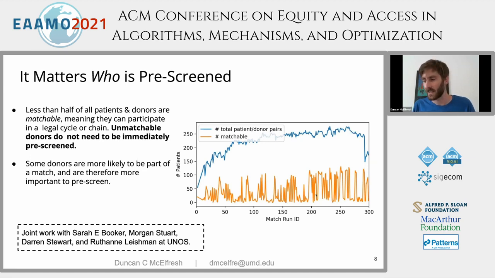So when thinking about pre-screening for our donors, we only want to show them transplants that actually can be matched, and it turns out that's a very small number of the overall number of donors. Second, some donors are more matchable than others, and it turns out we want to prioritize donors who are more matchable during pre-screening, to guide our matching policy to a better outcome. So these are two empirical reasons for why we care a lot about pre-screening.